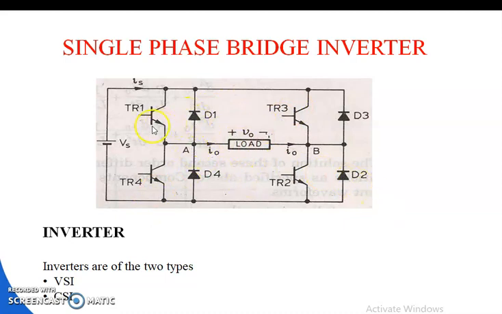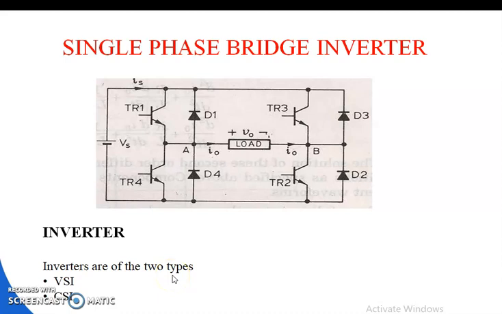Diode D1 is antiparallel to transistor TR1. Diode D2 is antiparallel to transistor TR2. Diode D3 is connected antiparallel to transistor TR3. And diode D4 is connected antiparallel to transistor TR4. This part forms one half of the bridge circuit and this forms the other half. The load is connected across the two bridge arms at points A and B. Vs, Is, V0, I0 are the source voltage, source current, load voltage and load current respectively.